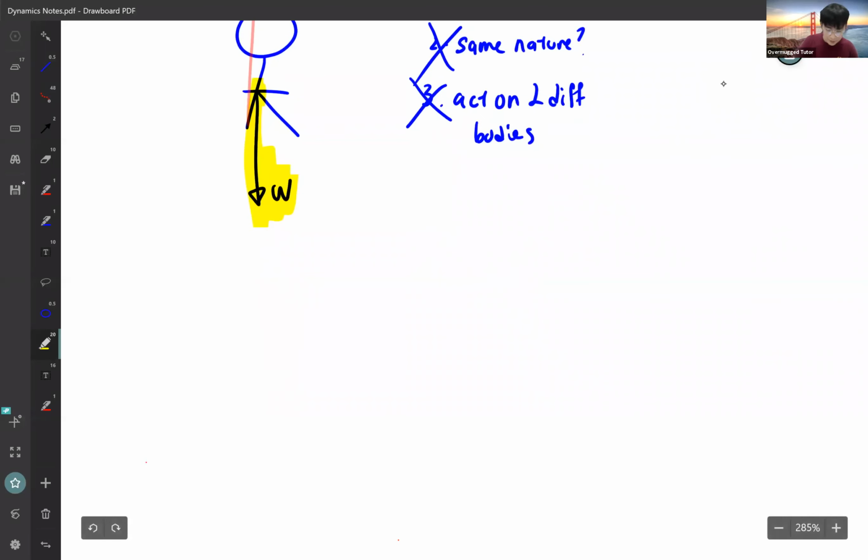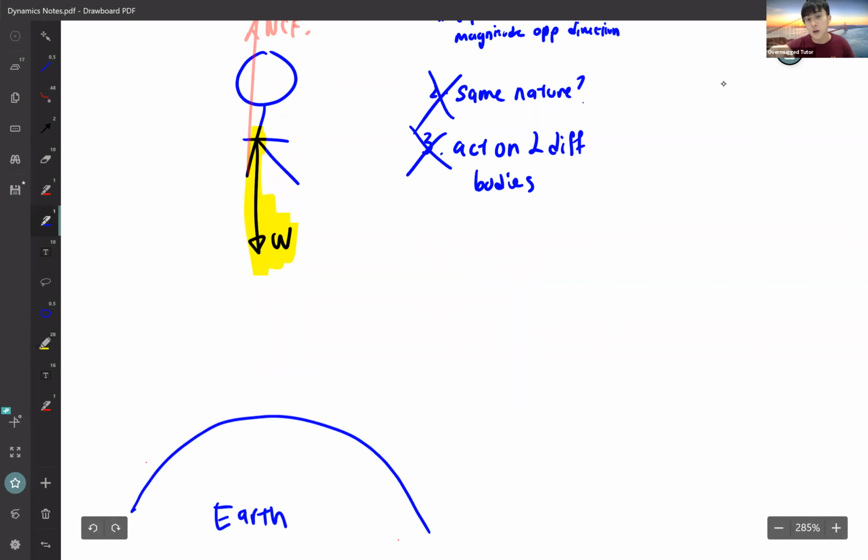Okay, so here's the fascinating part. Think about it this way. This is Earth. You know that Earth is pulling you down. In other words, Earth is exerting the gravitational force on you. So actually, the action-reaction pair is the gravitational force that you exert on the Earth, which is upwards.